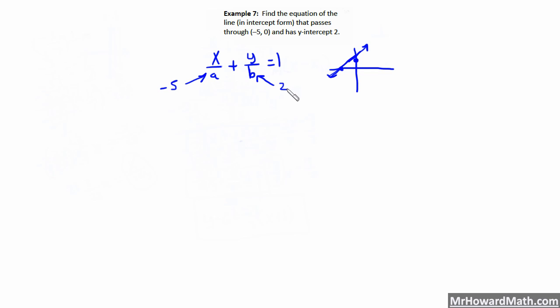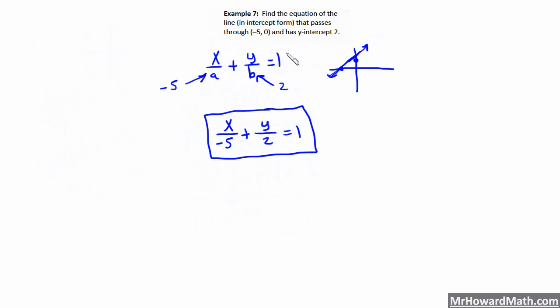That's just 2. Okay, so this really isn't going to be very difficult. All we're going to have to do now is write this as x over our x-intercept, -5, plus y over our y-intercept, 2, is equal to 1. And we are done. Okay, so pretty straightforward. They gave us the two intercepts, the y-intercept and the x-intercept, and that's all this form needs. So final answer, x over -5 plus y over 2 equals 1.